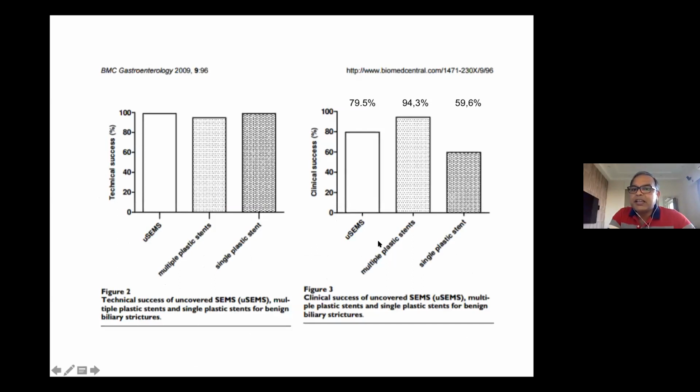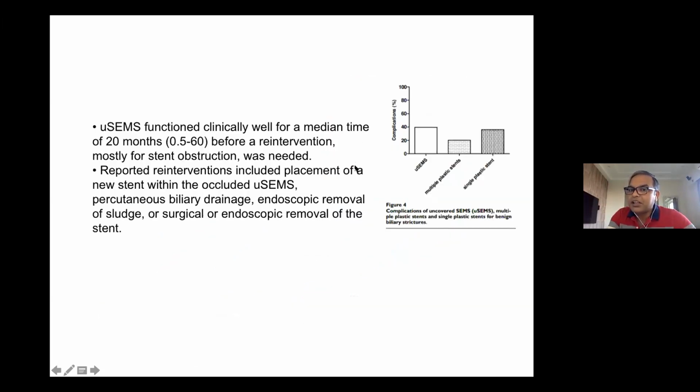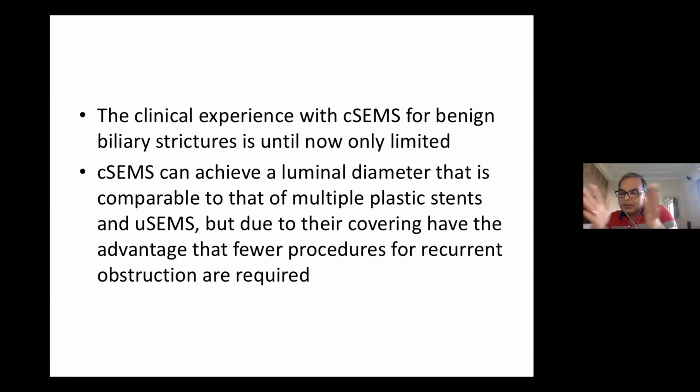What they have shown is that the overall efficacy of multiple plastic stents is far better than a single plastic stent, and you can see the clinical success. In the short term the results are good with the uncovered stent, but ultimately complications in the long term are far more. Now if the stricture is below the confluence, there is a role for covered biliary stents, because they maintain radial force and allow the bile duct to remodel. You can keep it for about 9 months and then remove it, so the requirement for multiple procedures decreases.